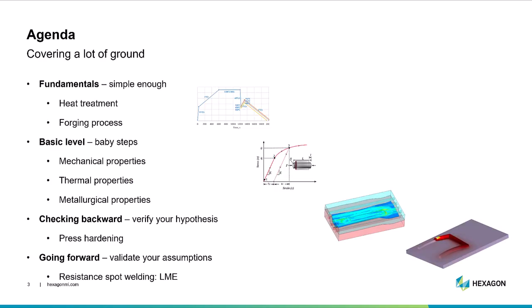The agenda for today is the following, and we're going to cover quite a lot of topics. We're going to very quickly go through the fundamentals here, which is basically a heat treatment process and forging processes that are simple enough to simulate and understand from a physical testing perspective also. Then some basic understanding of how we're going to model certain processes, certain aspects of the material behavior. And then we're going to use that to test some of our hypotheses, for example, related to press hardening, which is a type of stamping simulation. And going forward, we want to check, for example, how we can use the same set of data to analyze resistant spot welding problem called liquid metal embrittlement.